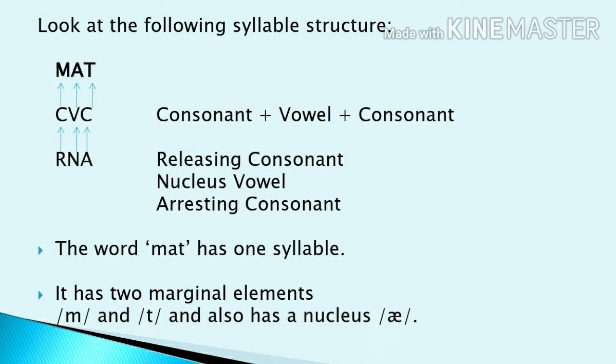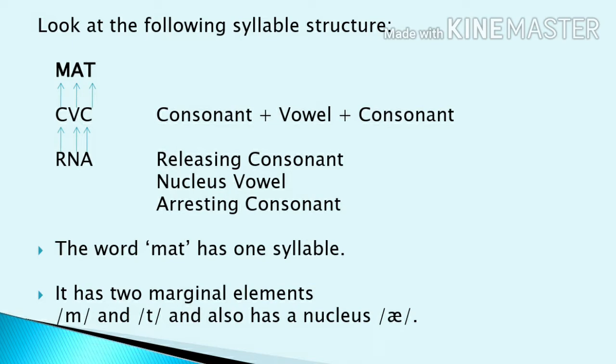Then you can put the arrows like this, downward or upward, no problem, your wish. That is not a rule as such, but you need to apply an arrow there, either showing downward or upward. So here you have M is a consonant, A is a vowel, and T is a consonant. So the CVC structure is clear.